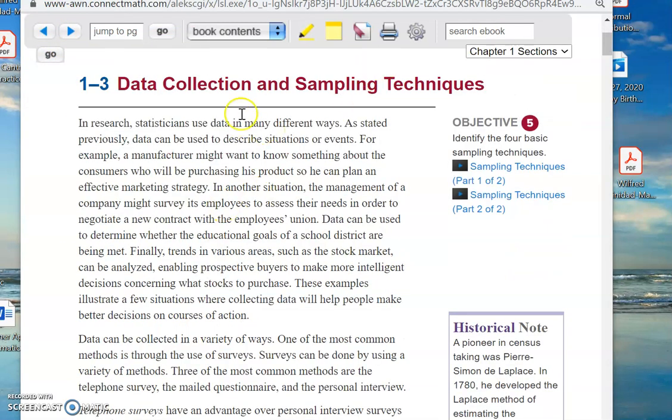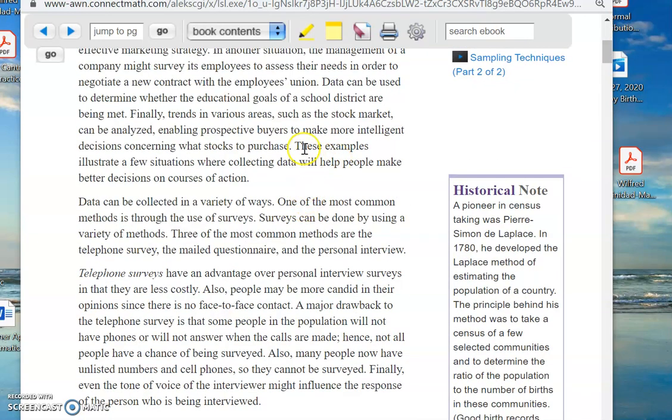Okay, so this first paragraph talks about that, about how, hey, we have all these examples of where it's important to be able to do this. And again, these examples may not be of interest to you, but find your own examples, okay? But this last sentence here, I think, is very important. These examples illustrate a few situations where collecting data will help people make better decisions on courses of action. Keep in mind that ultimately that's what we're trying to do with statistics. We're trying to help us make the best decisions that we can.